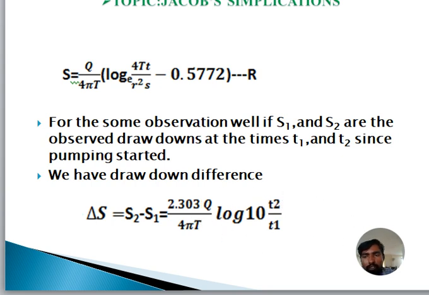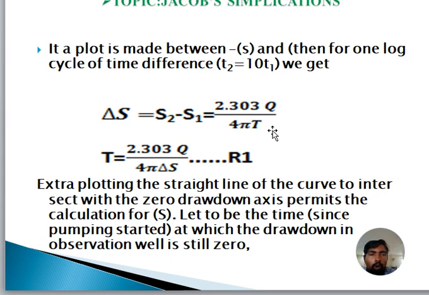So that is represented in slide 5. It is a plot made between S and one log cycle of the time difference, so T2 is equal to 10 T1. Delta S, the drawdown difference, is equal to S2 minus S1, equal to 2.303 Q by 4 pi T. The log 10 T2 by T1 portion is given by 1, so 1 into 2.303 Q by 4 pi T is the same value, and that should not change here.